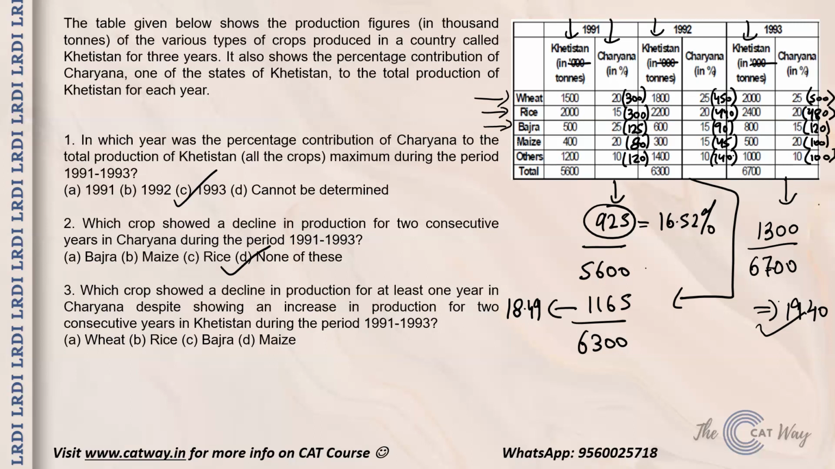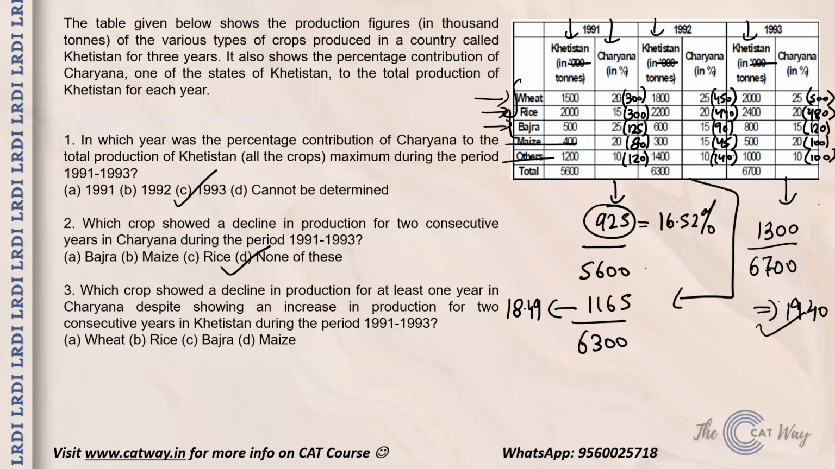For maize, maize did not increase for 2 consecutive years, because from 400 it went to 300, so there was a decline once. And for others, again from 1400 they go to 1000, so others is also not in the picture. So between these 3 crops we have to find our answer. All these 3 have shown an increase in production for 2 consecutive years in Kyrgyzstan. Now we have to find which one of these 3 showed a decline in any year.